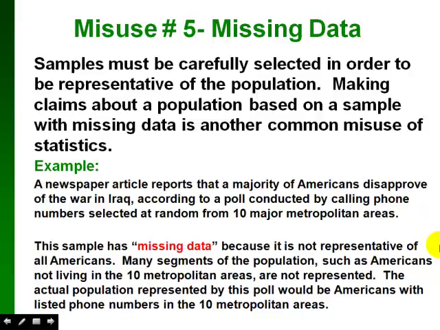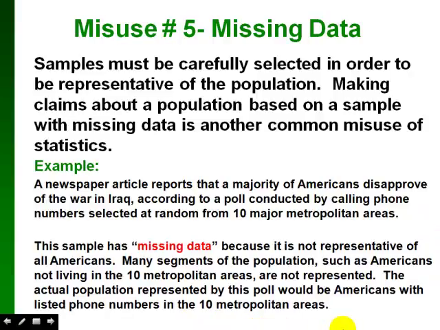And this is where we get into questions of how to select samples. You have to select your samples very carefully in order for them to be representative of the population that you're trying to study. So making claims about a population based on a sample that has missing pieces is another common misuse of statistics. Here's an example.